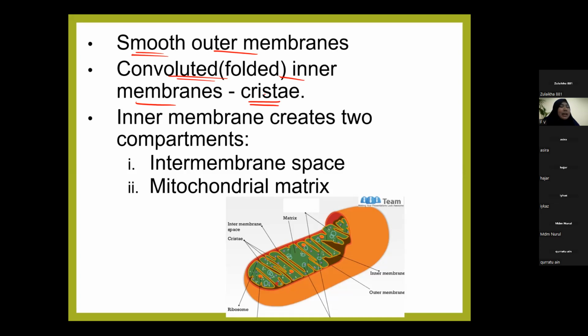Okay, alright. So the inner membrane has two compartments. Bahagian inner membrane membentuk dua kompartmen. Yang pertama, intermembrane space. Ingat balik intermembrane space yang mana? Yang ruang antara outer membrane and inner membrane. And number two is mitochondrial matrix. Yang mana satu matrix? Yang ini, yang warna hijau ni. Kawasan yang warna hijau tu semua adalah matrix. Right? So that is the inner membrane compartments. Okay.